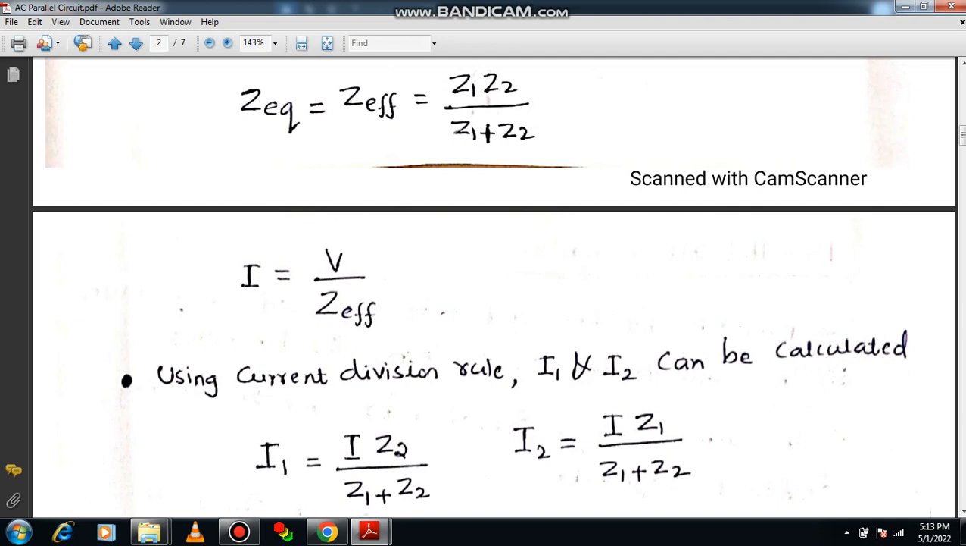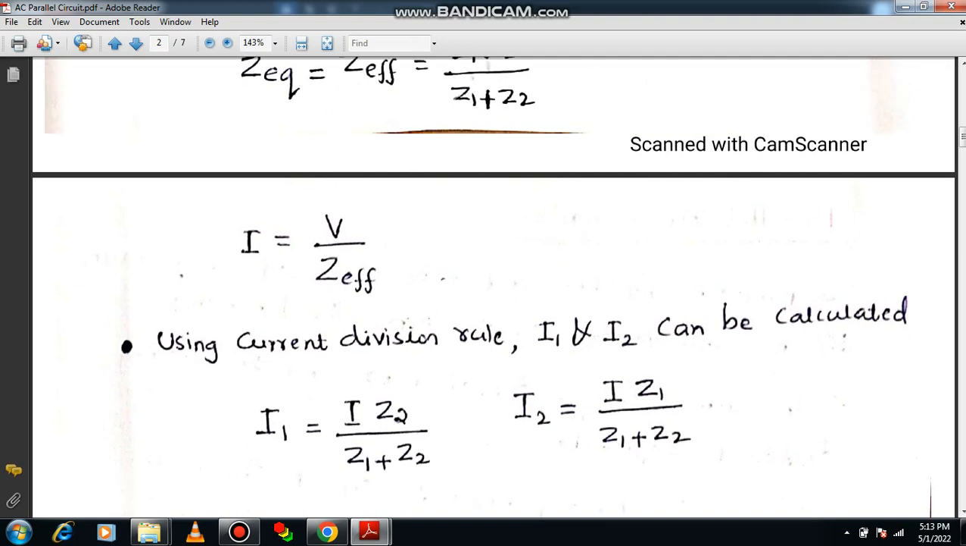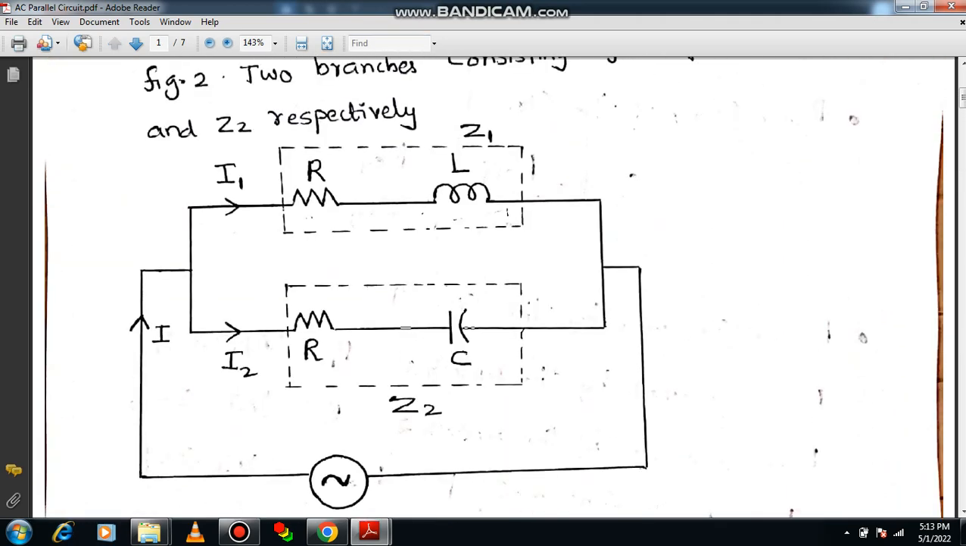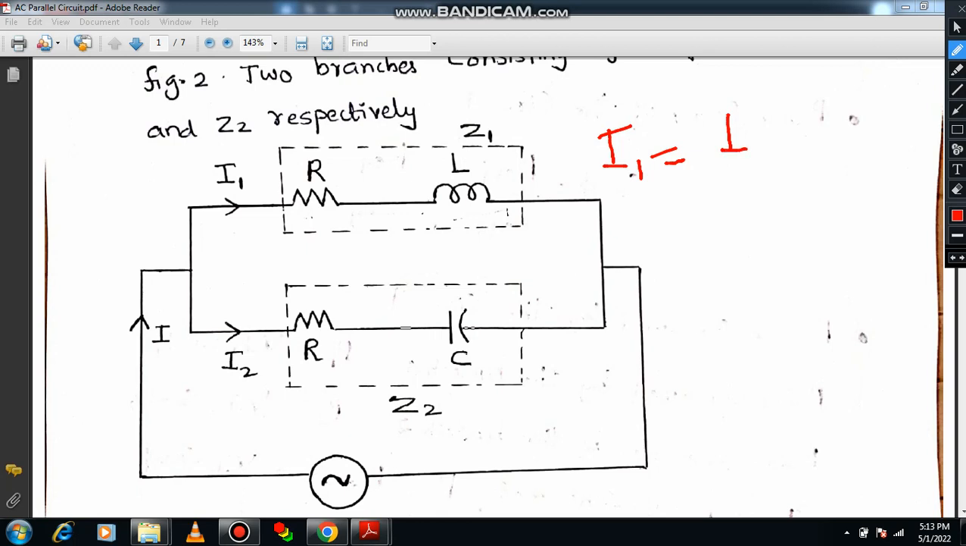Now, I would like to ask one question to you. How will you calculate I1 and I2 respectively? There is a solution: you can use the current division formula. Now, please tell me how to calculate I1. Use the current division formula. What is the total current? I is the total current. What is the impedance of the opposite branch? Z2. Then you add the total impedance Z1 plus Z2.